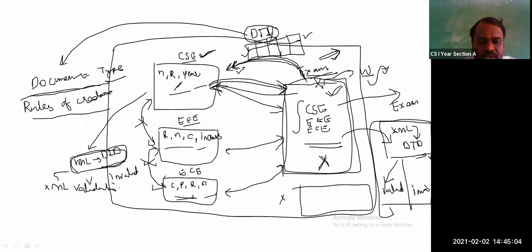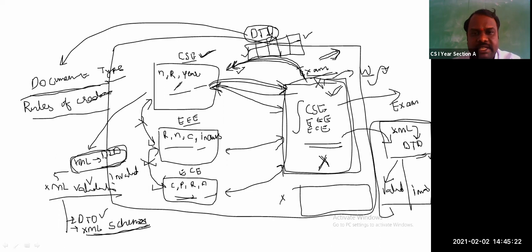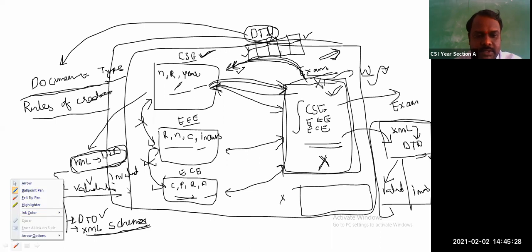So we have two types of validations. One is DTD validation and the next one is XML schema. In today's class we will learn what DTD is, and in the next class we will learn XML schema. So is this process clear? Hello guys, is this clear to you?